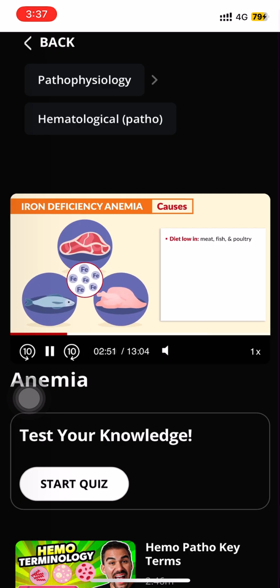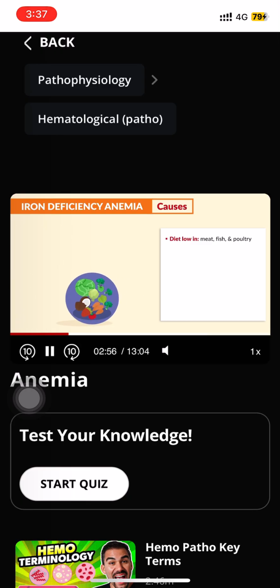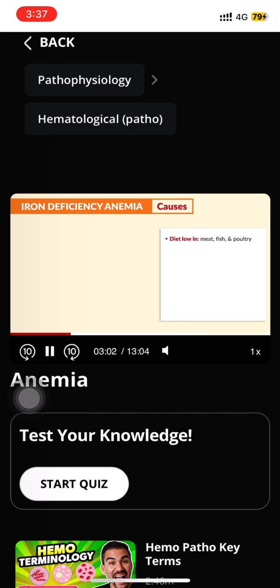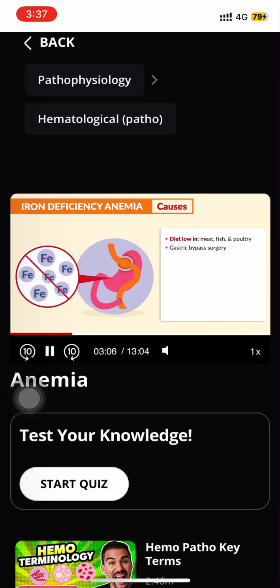These contain rich sources of iron according to the NCLEX. Now, fruits and green leafy vegetables do have iron too, but not as much as the meat-based products listed above. Now, another big cause is gastric bypass surgery, as iron is not adequately absorbed in the new, smaller stomach.